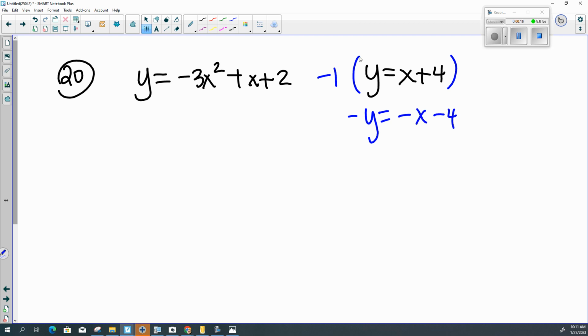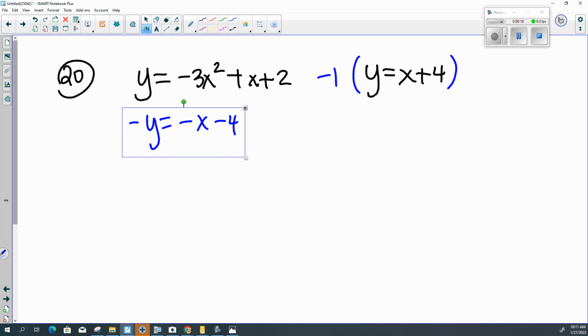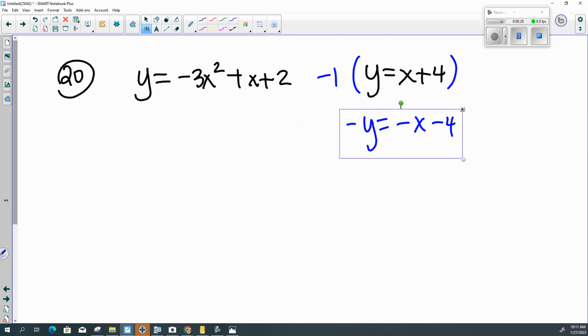I'm going to bring it over here. Actually, I'm not. I'm going to rewrite it. I like to make sure I line up my like terms.